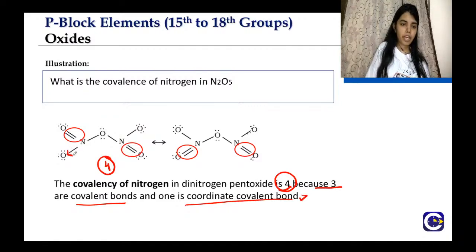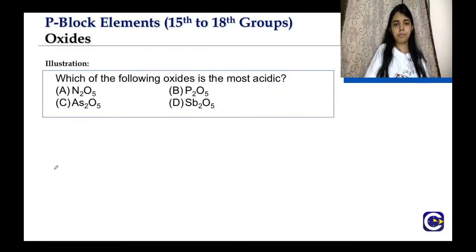This one is the coordinate covalent bond, and these 3, if you see, have 1 sigma bond, 1 pi bond, and 1 sigma bond, and this is 1 dative bond. So 1, 2, 3, and this is the 4th one, which is forming a dative bond. So the covalency here is 4.